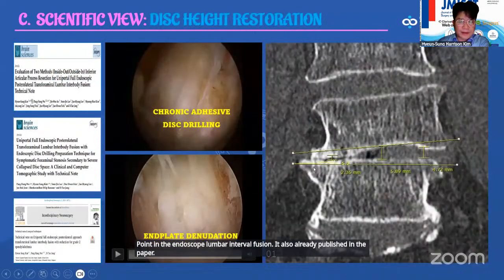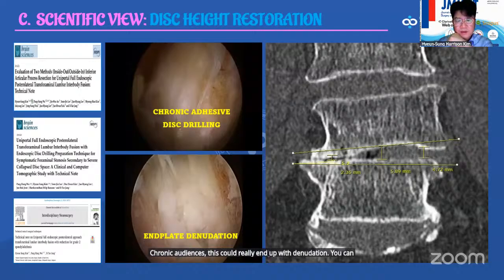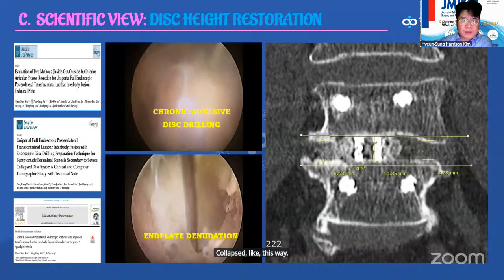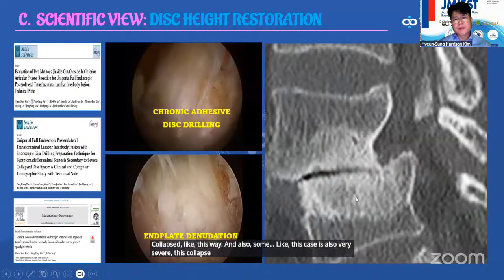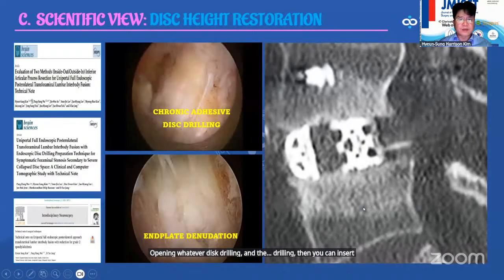For example, like this very severe collapse, the segmental collapse cases after chronic adhesive disc drilling and endplate denudation, you can correct this severe segmental collapse this way. And also this case is also a very severe disc collapse, with some opening of the vertebral body disc drilling and the endplate drilling, then you can insert a larger cage this way.